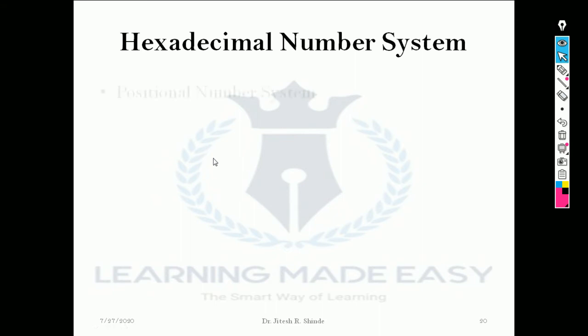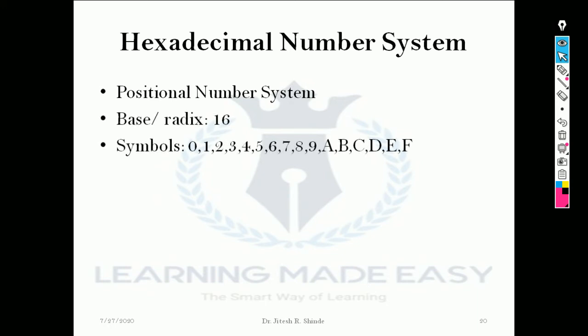The next number system is the hexadecimal number system. This is an example of a positional number system. It has base 16. The valid symbols are 0, 1, 2, 3, 4, 5, 6, 7, 8, 9 and A, B, C, D, E, F. If anyone asks what will come after F: in decimal, what comes after 9? The answer is 10, 11, 12. In the hexadecimal number system, what will come after F?